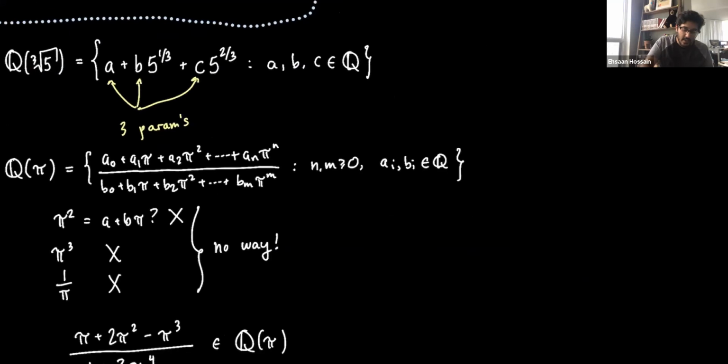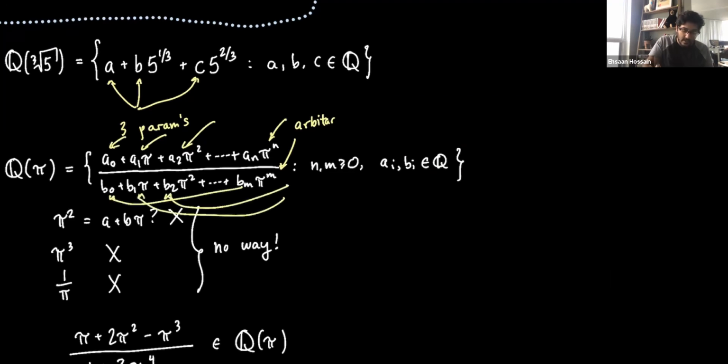And you can see that I have an arbitrary number of parameters here, right? Like all these Ai's, I can have n of them, and n can be anything. All these Bi's. Arbitrary number of parameters.